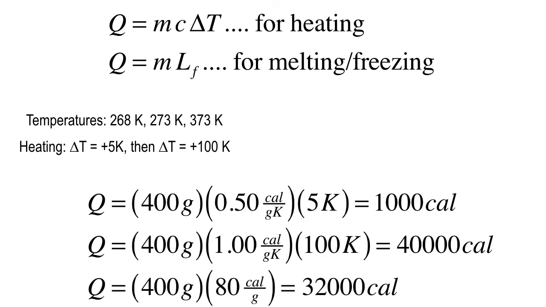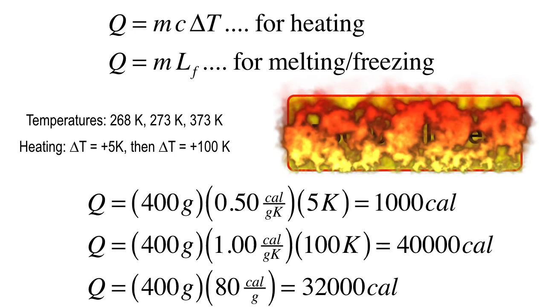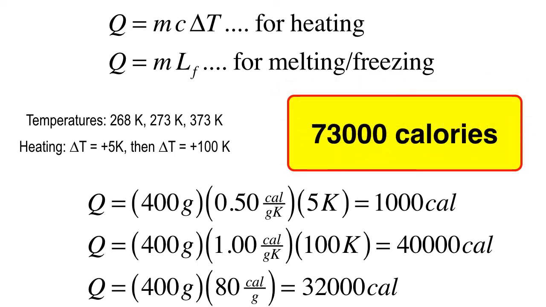And I already alluded to this one. Just, you know, 80 calories per gram times however many grams you've got. We've got 400, so that's 32,000 calories. Okay. So let me pause for questions. Oh, one more thing. The total heat energy budget is just the sum of all these three. Okay, so that's 73,000 calories.